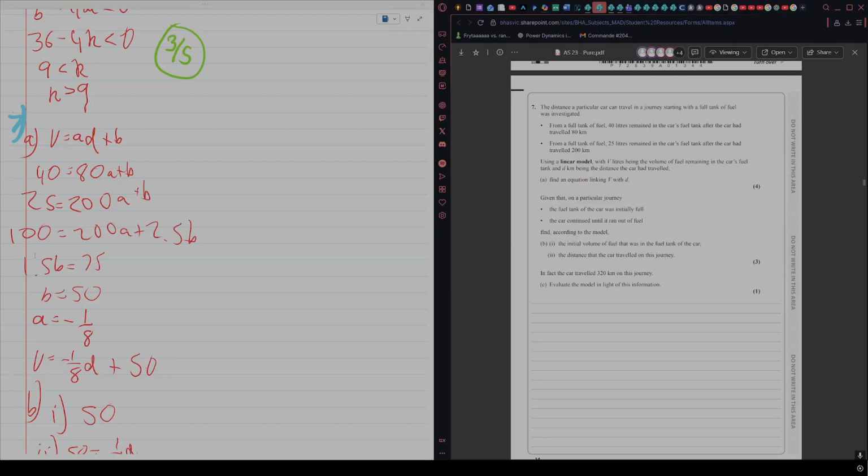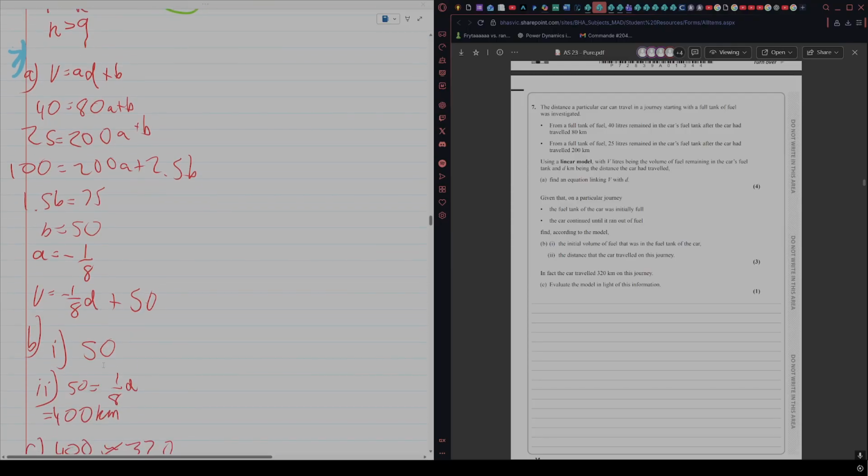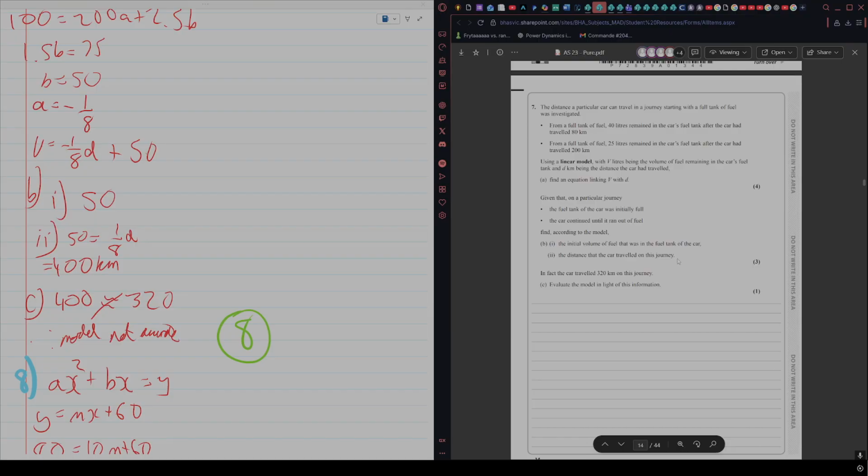Get all these. I'm not going to explain how to do linear simultaneous equations. Then you have to find according to the model. You just substitute the values in. So the initial amount of fuel is 50, because that's just a plus c, and then the distance they travelled on the journey. That just means that the total distance in the journey is when there's 0 litres in the fuel tank, because that's when the journey's over.